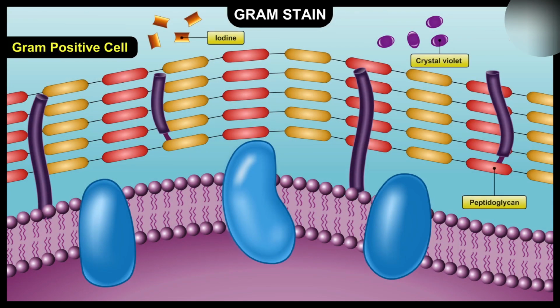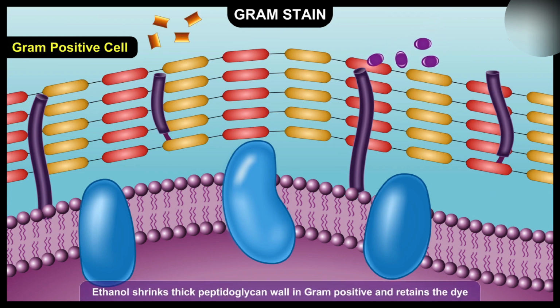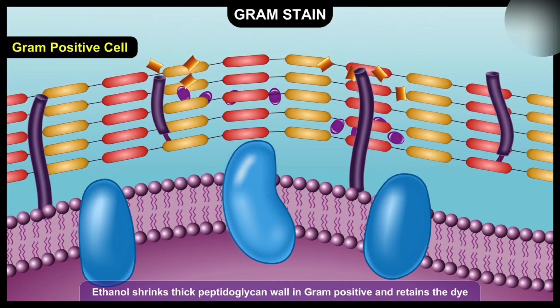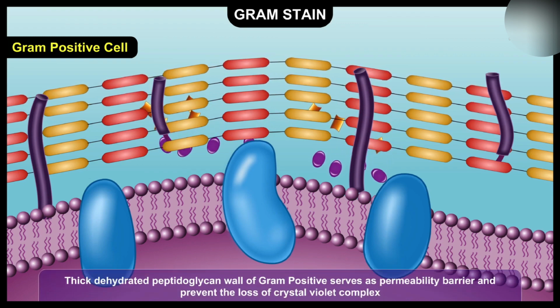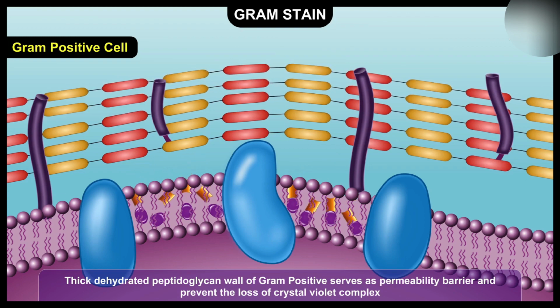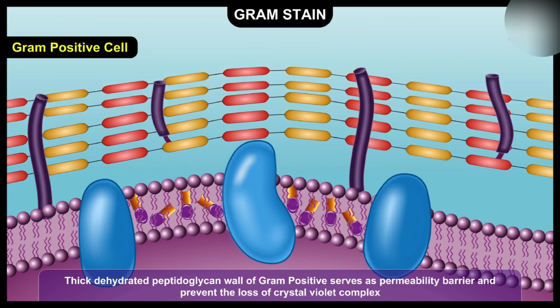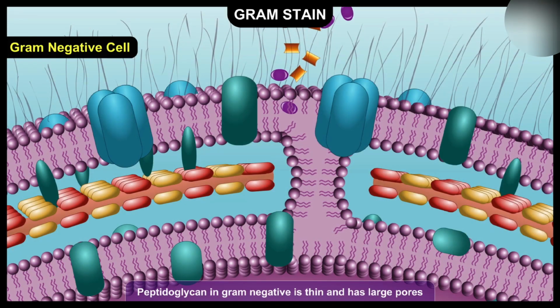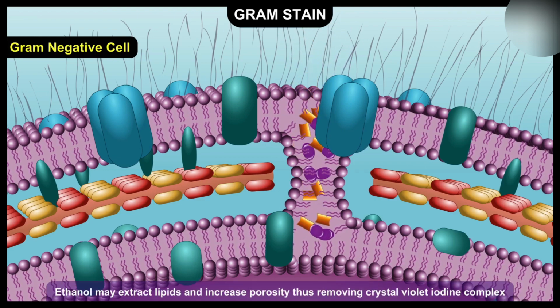Generally, the Gram stain correlates with the cell wall structure among the bacteria. The ethanol is thought to shrink the thick peptidoglycan in gram-positive cells, thus retaining the dye. The thick, dehydrated peptidoglycan layer of gram-positive bacteria appears to be a permeability barrier, preventing the loss of the crystal violet iodine complex. In contrast, the peptidoglycan in gram-negative bacteria is very thin and has large pores. Ethanol may extract lipids and increase the porosity, thus removing the crystal violet iodine complex.